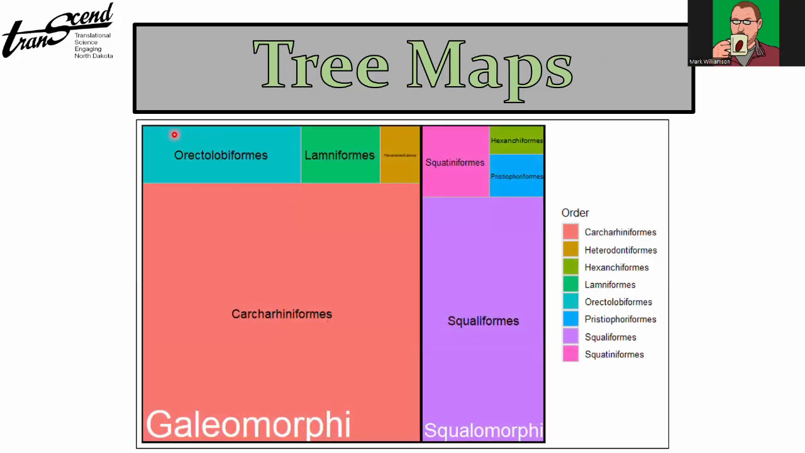We can see the super order of Galeomorphi is on the left and the Squalomorphi is on the right. The different orders are different colors within the super orders. And we see that Carcharhiniformes is by far the largest group, with the most species in that order. Over in Squalomorphi, the Squaliformes is the second largest group, and we see there are some very small groups like the Heterodontiformes right there. So that is tree maps.